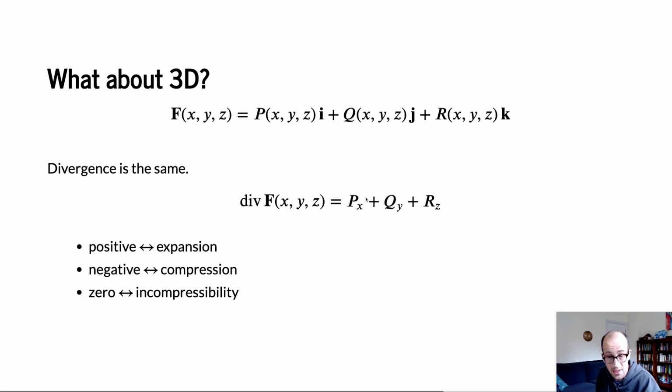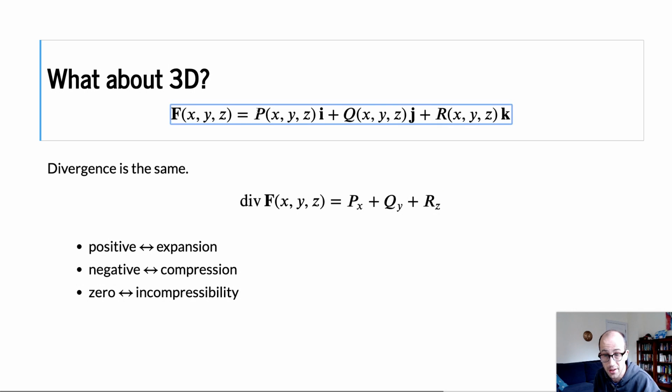Its formula is just the x derivative of the first one plus the y derivative of the second one plus the z derivative of the third component. So you just add up those 3 partial derivatives. Just go down the line: take the x derivative of P, the y derivative of Q, the z derivative of R, and add them up. So you get a scalar function here. Again, positive is expansion, negative is compression, 0 is incompressibility.